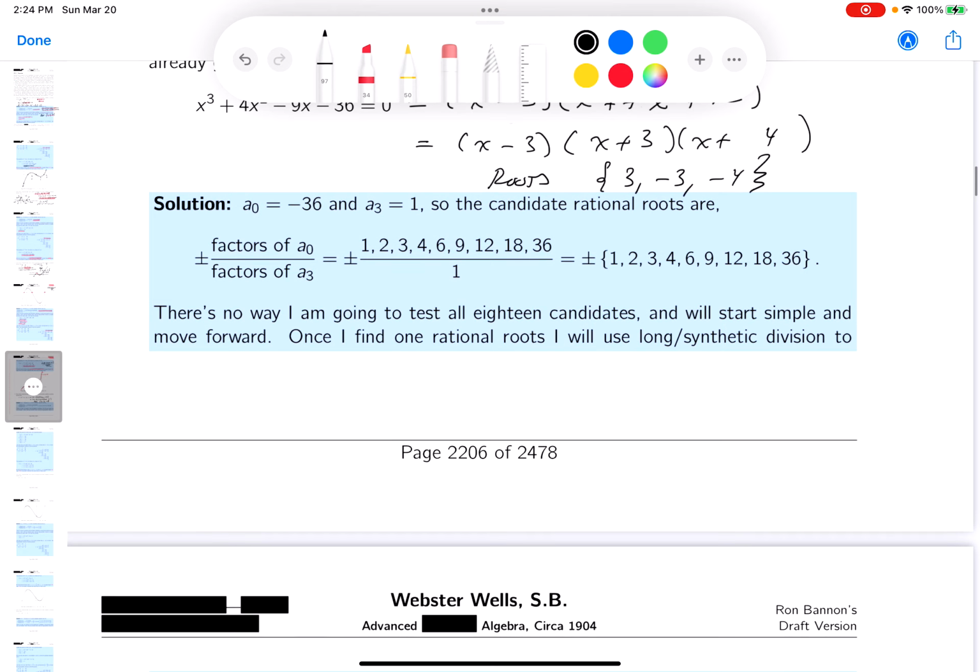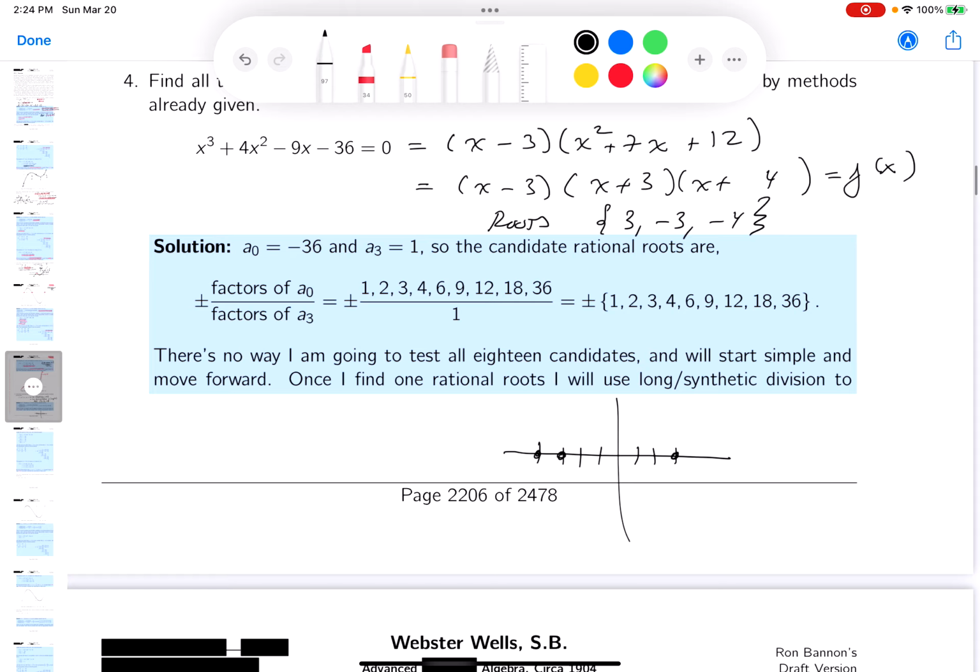All right, let me get a rough picture. And if you remember, I'm doing a picture of f of x equals this thing. All right, a rough picture of it. And what do you get over here? 3, minus 3, and minus 4 is over here. And again, just a very rough picture. What do I know? Y-intercept minus 36 over here somewhere. I'll write that down.